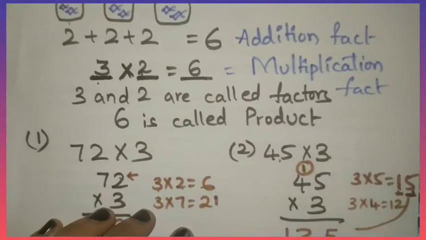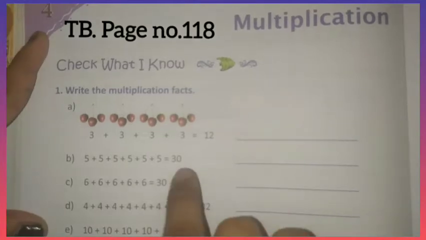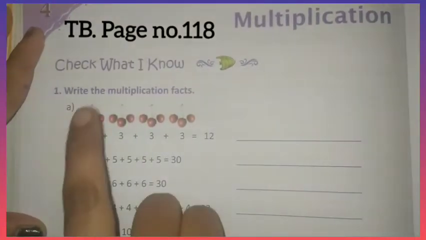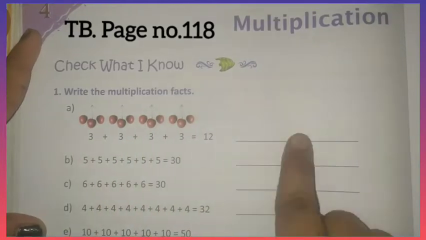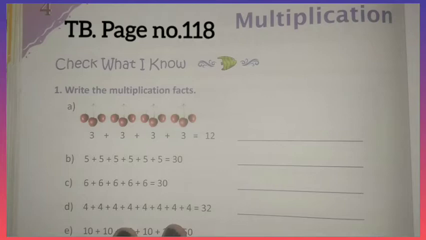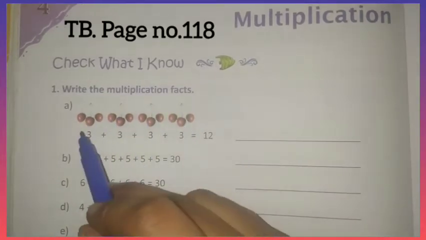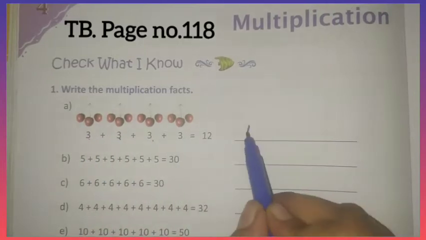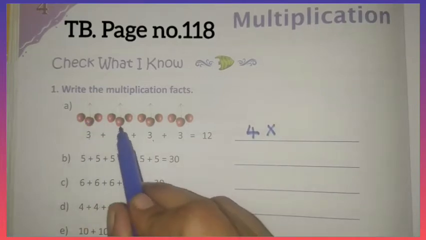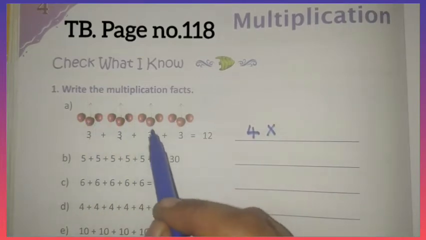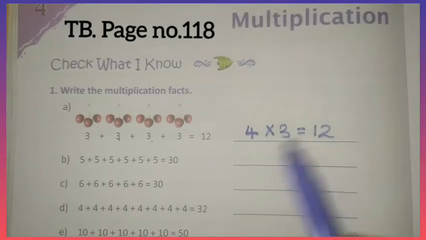Okay, this is multiplication. Look here, children, textbook page number 118, 4th chapter, multiplication. Write the multiplication facts. Here addition facts are given, and we have to write the multiplication fact. I will explain one for you. Total how many groups are there? 1, 2, 3, 4. So we'll write 4 first. Into, in each group how many are there? 3 cherries. So we'll write here 3. 4 3s are 12.